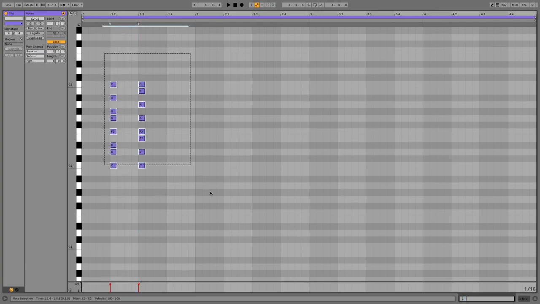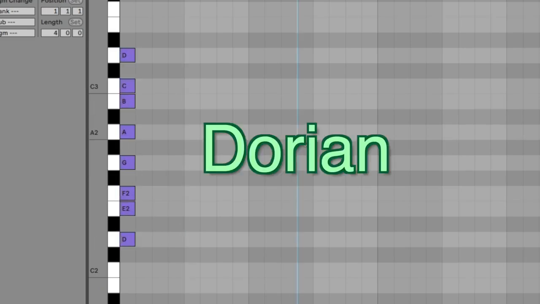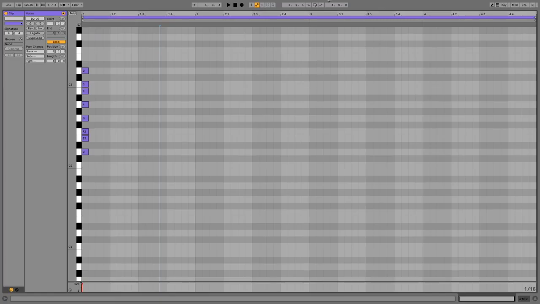This process can be repeated for each root note. For example, drawing in all the white notes from D to D results in what's called a Dorian scale. But if you're just starting off, I'd recommend sticking with only major and minor scales for now.